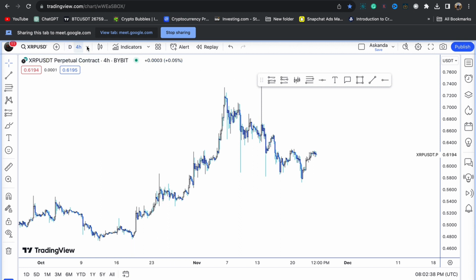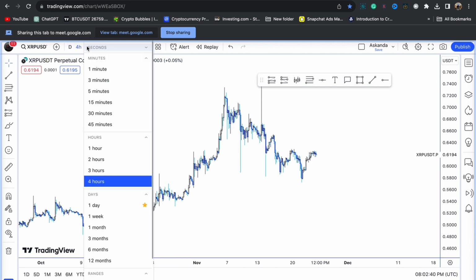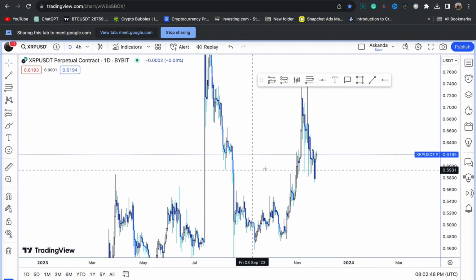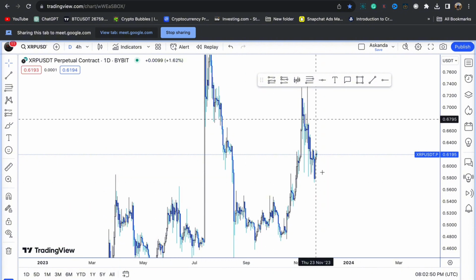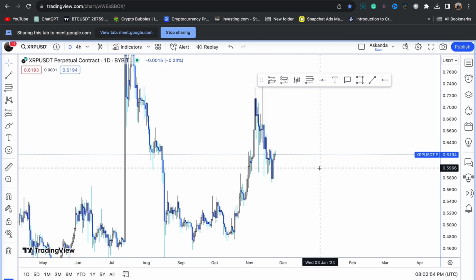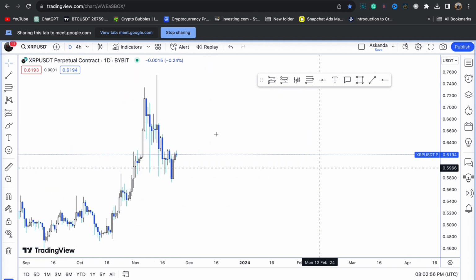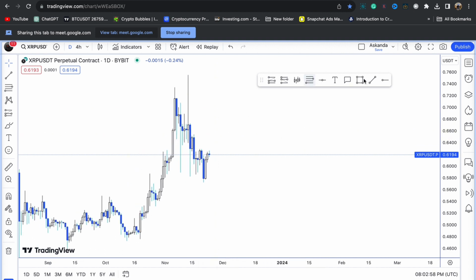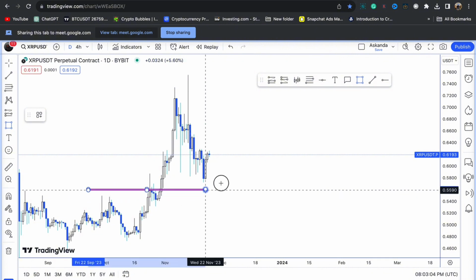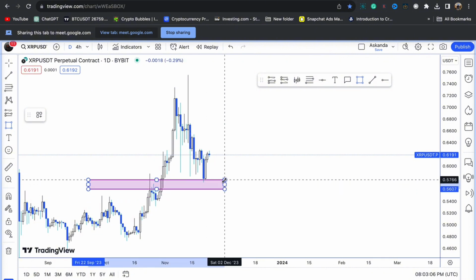You are going to do a top-down analysis. So you click here, then you start from the daily time frame, right? On the daily time frame, we know that the market was in a downtrend, but the downtrend hit the support level that is around this particular place. So this is our support. This is our support for XRP in the daily time frame, this place.